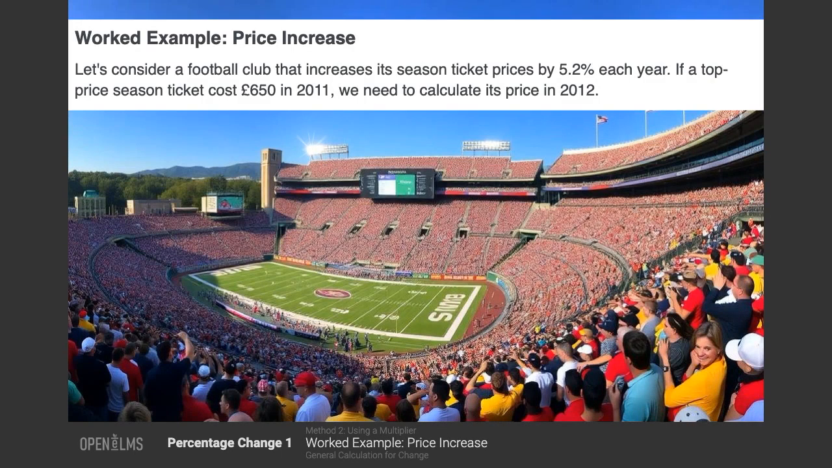Worked example. Price increase. Let's consider a football club that increases its season ticket prices by 5.2% each year. If a top-price season ticket cost £650 in 2011, we need to calculate its price in 2012.